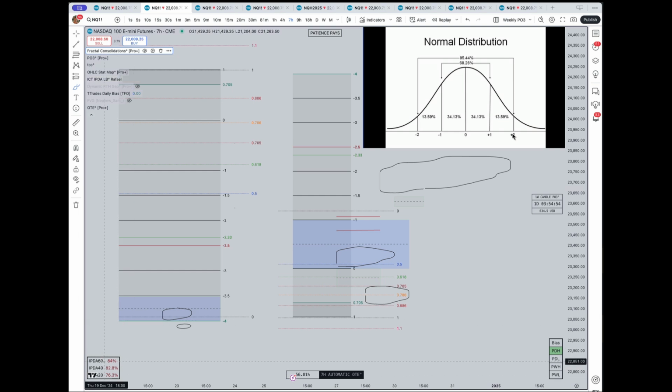This is for the IPDA, to see if you are in premium and discount, but on NASDAQ this fails a lot, because we are always in premium and it keeps going up. So we can't use it as a very precise tool, at least on NASDAQ. Maybe when I was trading Forex it worked a little, but here no.